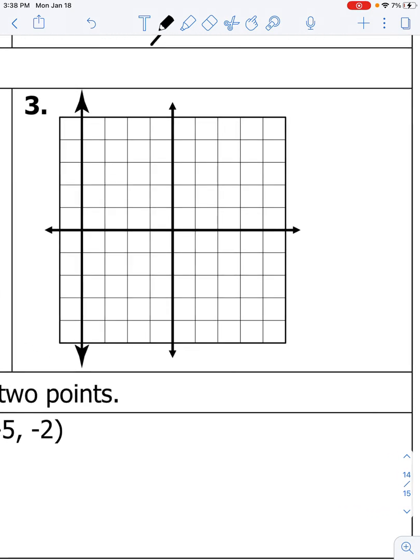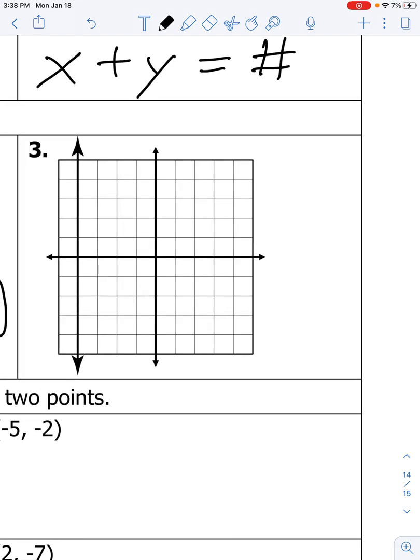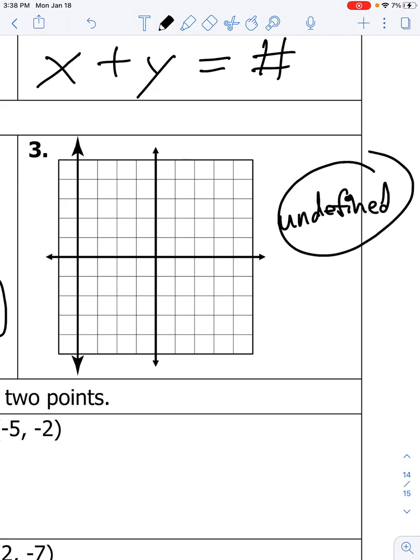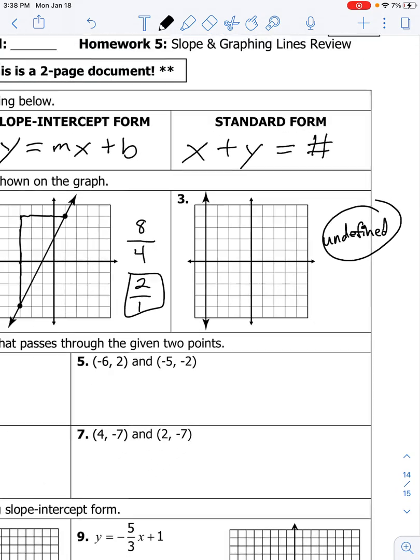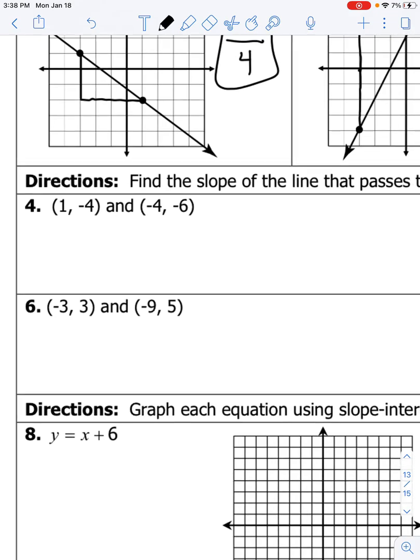Number 3, this goes back to our vertical and horizontal line notes, all right? We have a straight up and down vertical line. So any straight up and down vertical line has a slope of undefined automatically.